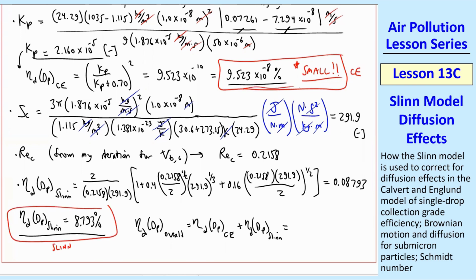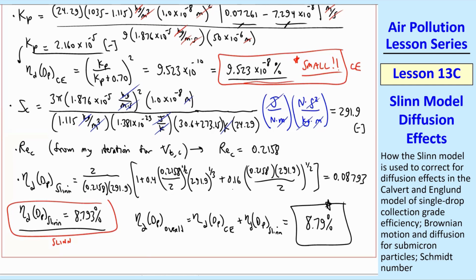You can see that the CE value for this particular case is negligible, and even to many more digits than this, I get the same answer as my Slinn. So rounding everything off to 3 digits finally, my answer is 8.79%, about 8.8%. These really aren't 3 significant digit accurate equations, but we'll always give our answers to 3 digits anyway.